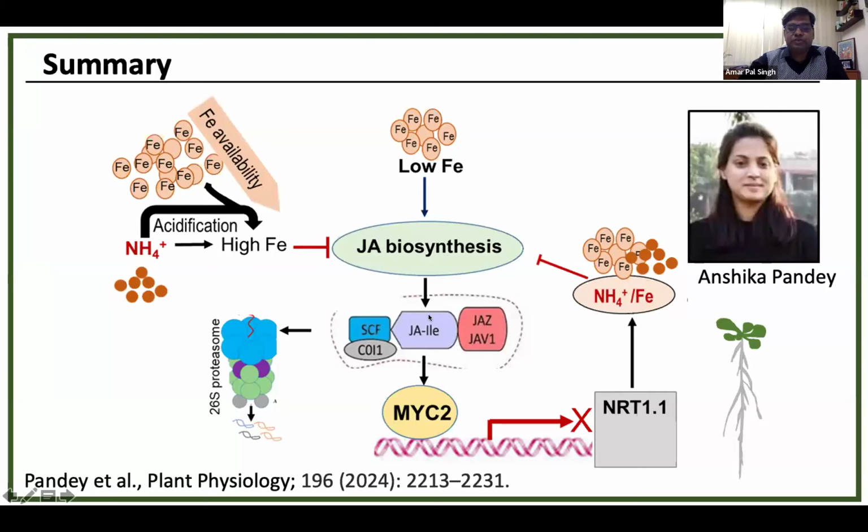And this MYC2 transcription factor, that is the positive regulator of JA, suppresses NRT1.1. And if NRT1.1 is active, it will lead to the accumulation of ammonium and iron that ultimately we need with the JA biosynthesis and signaling. So in this way, this loop is governing the primary root elongation during ammonium stress.